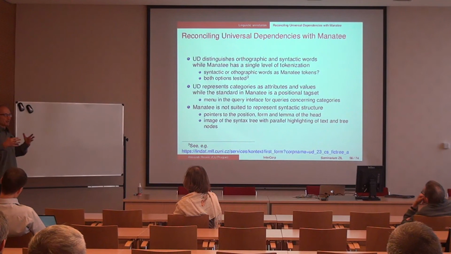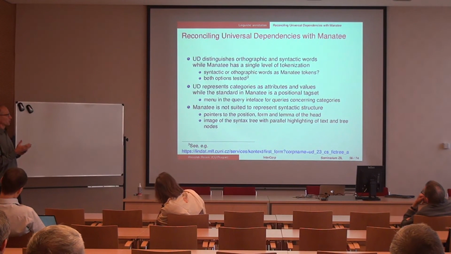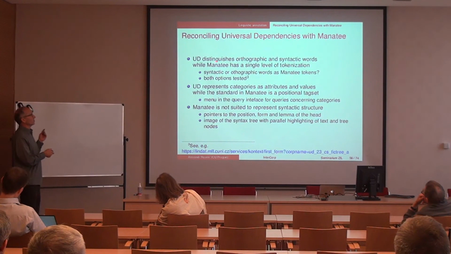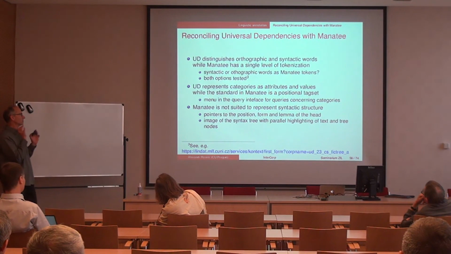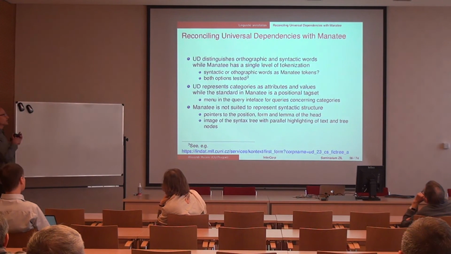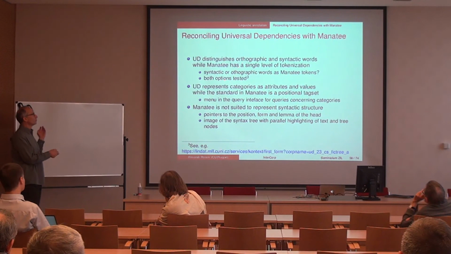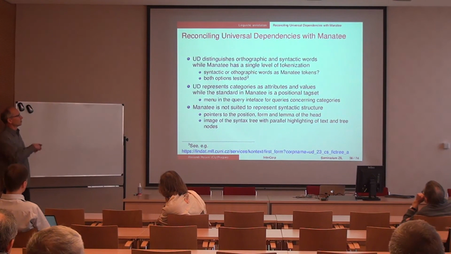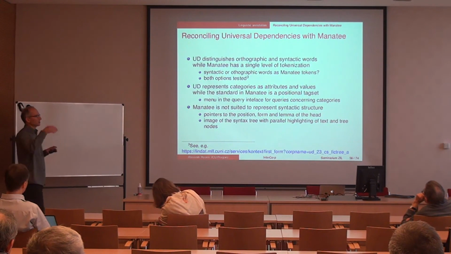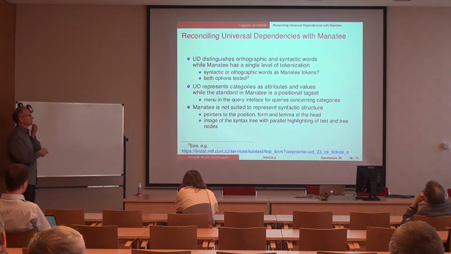So we still have to represent the result in the search tool. UD distinguishes orthographic and syntactic words, while Manatee has a single level of tokenization. So that's the toughest issue. Should we have syntactic words as Manatee tokens, or should we have orthographic words as Manatee tokens? Actually both options have been tested. There is a corpus that shows one of the options, and there is another one for the other option.